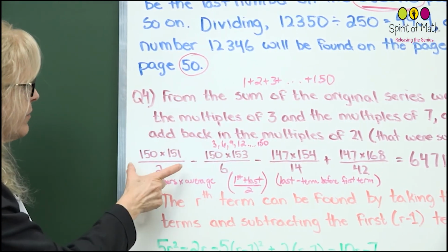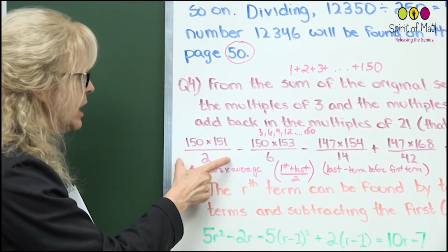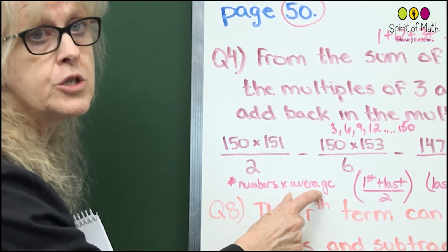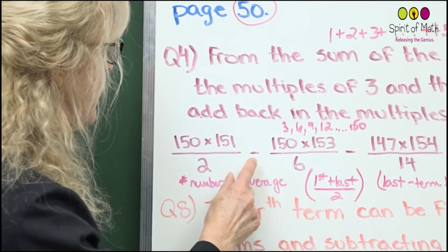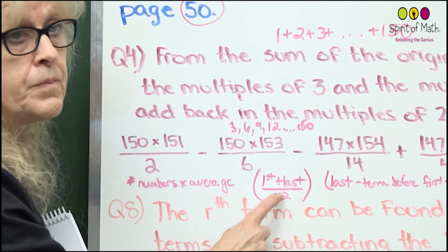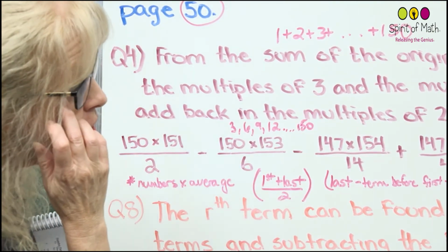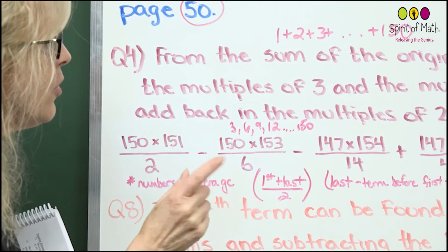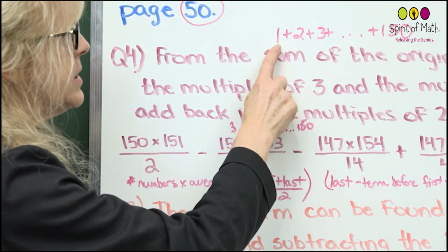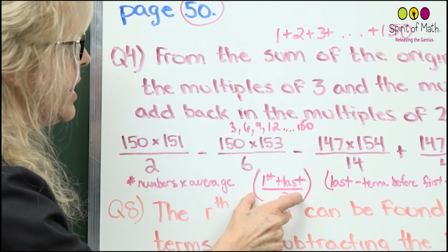Well, first of all, you want to find the sum of the original series. The sum of the series is the number of numbers in that series times the average. And the average is the first number plus the last number, divided by 2. That's what I explained in question number 3 back before, when I was explaining how to do this. So you take the first plus the last, and you divide by 2. That gives you the average.